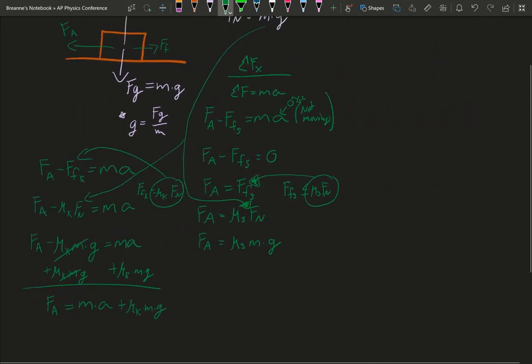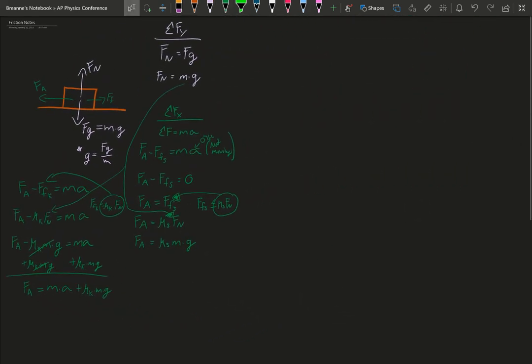So there you go. So you can plug in and simplify. That's what I meant by plug in and simplify. We'll go more into this next time.